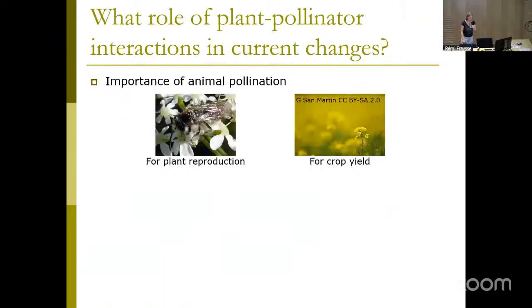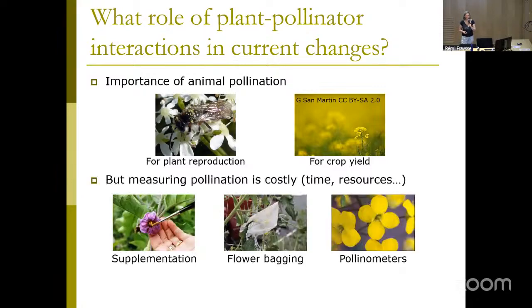Okay, so this is the functional ecology session, so let's go to changes in function. I already said that animal pollination was an important ecological function because it controls a large fraction of wild plant reproduction, but also it is important for crop yield for many crop species. And we know very well how to estimate the effectiveness of animal pollination. But this requires experimental determination that is really time and resources consuming. This requires either supplementing pollen on each flower individually or bagging each flower to exclude pollinators and look at how seed production is affected, etc.